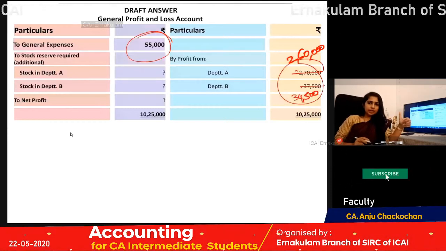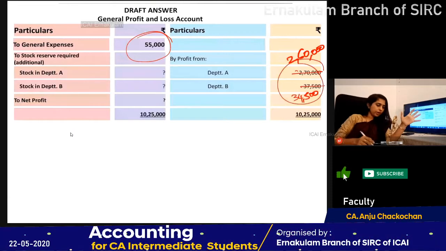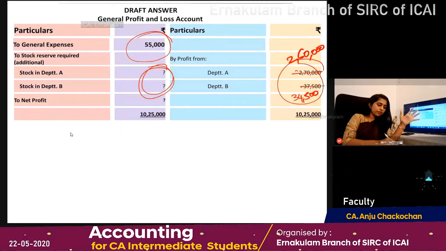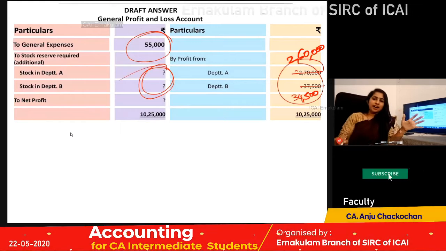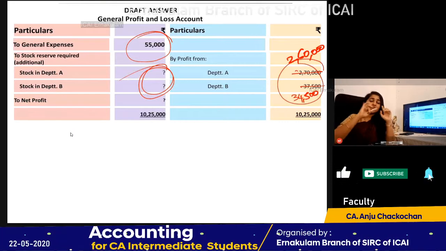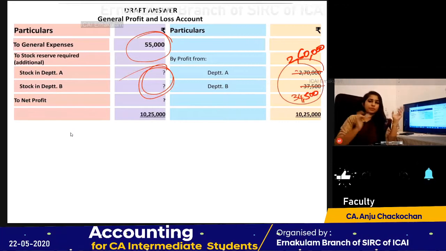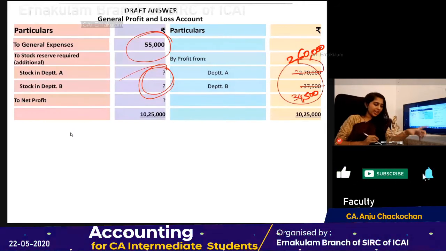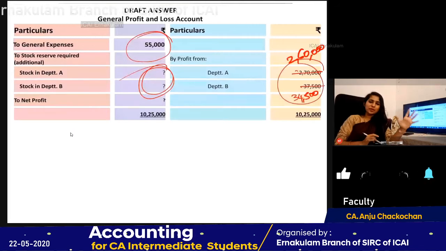Once you get the final net profit and the general expenses, you just have to write the stock reserve. You get the consolidated net profit, or rather the general P&L of the company as a whole, of the Steel Private Limited as a whole. All right, so this is how you do it. Just compute the final net profit, and then you move on to compute the stock reserve.